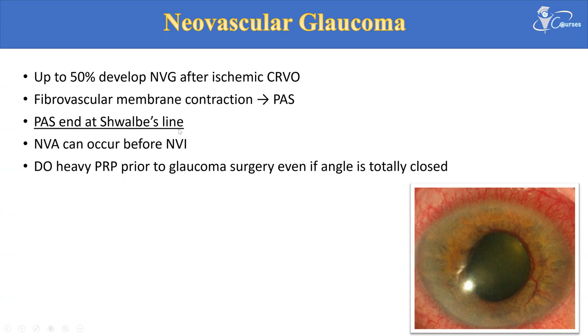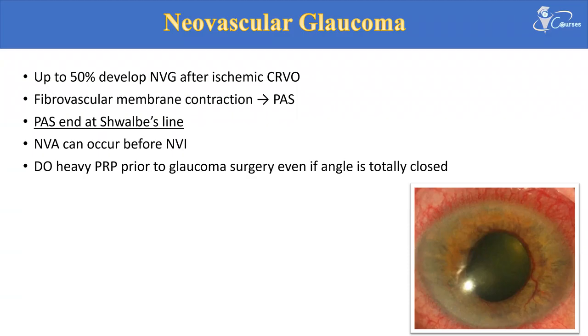We will try to summarize the relation between the peripheral anterior synechiae and Schwalbe's line in different diseases, but focus on that because this is also asked in the exams. The relation between the peripheral anterior synechiae and Schwalbe's line: here in neovascular glaucoma, the peripheral anterior synechiae end at Schwalbe's line.